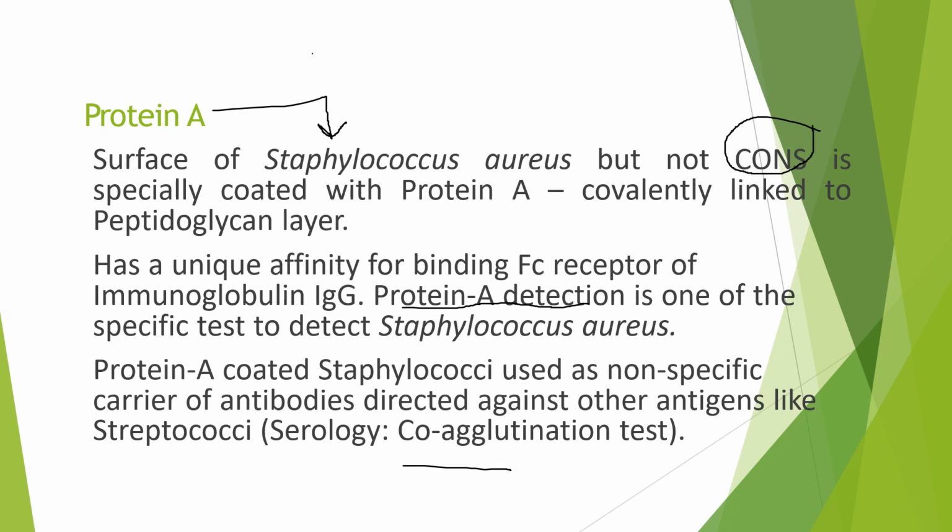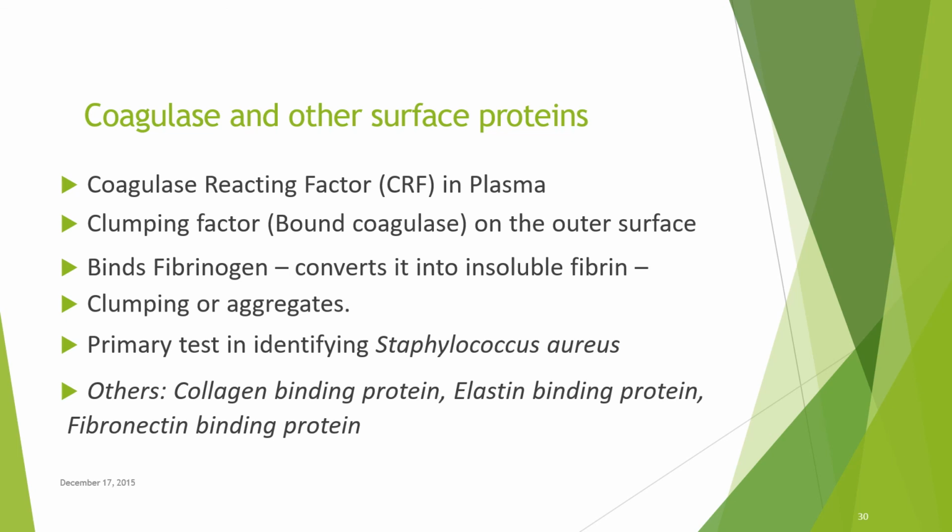So these antibodies will come and attach to the protein A. If we have a Staphylococcus aureus infection, these antibodies come and attach with it and produce agglutination, producing agglutinates which will precipitate in the solution.